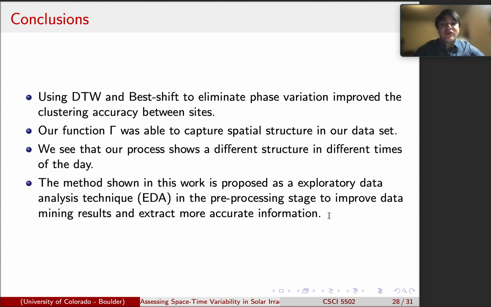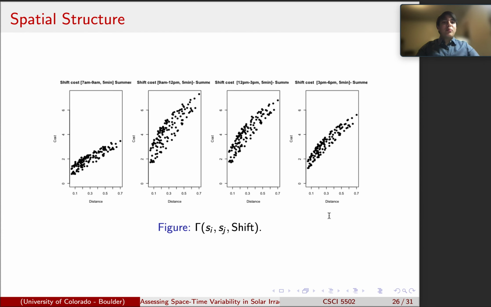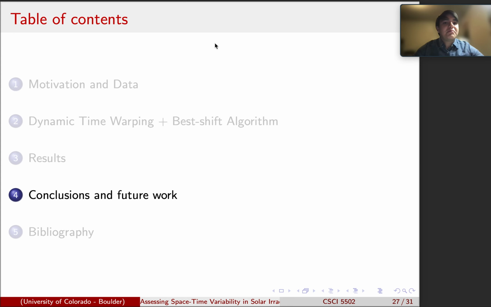Anyways, the conclusions we're able to get are that using the DTW and our best shift algorithm to account for this phase variation actually improves our clustering accuracy between sites. Our function gamma was also able to capture spatial structure in a dataset, which is what we wanted. We also see that our process exhibits different variances and different structures at different times of day. This can be explained because in the middle of the day, say 9 to noon or noon to 3, there's more irradiance in general, so the variance of the process could tend to be higher.